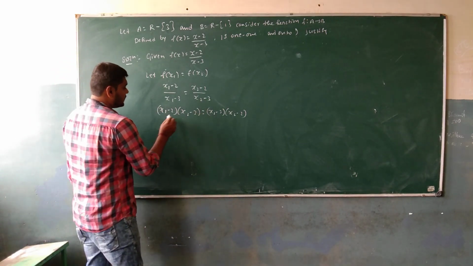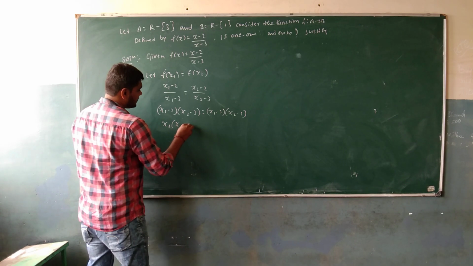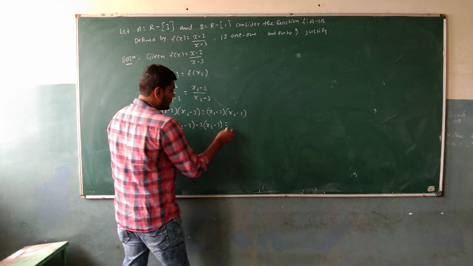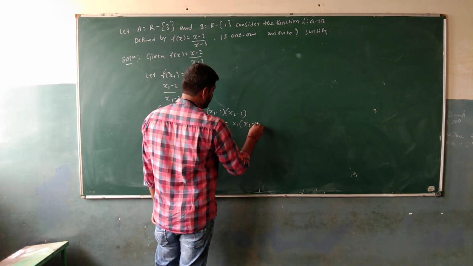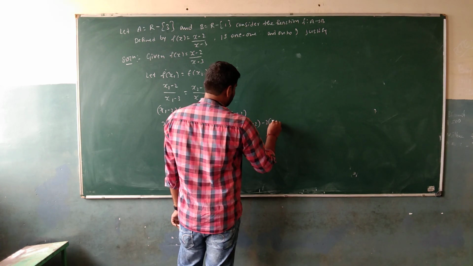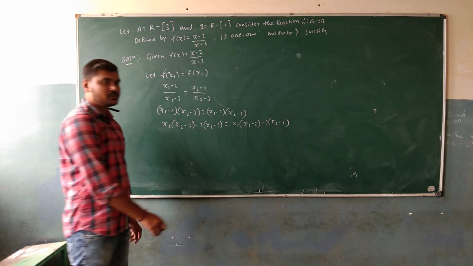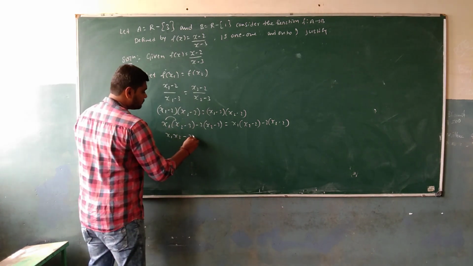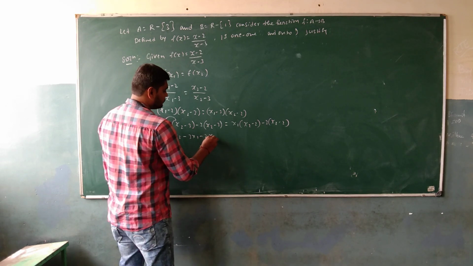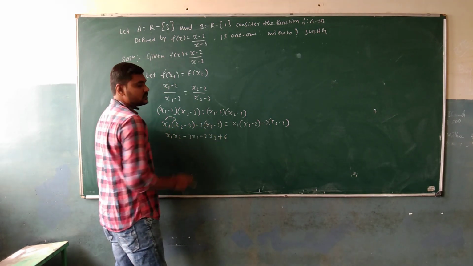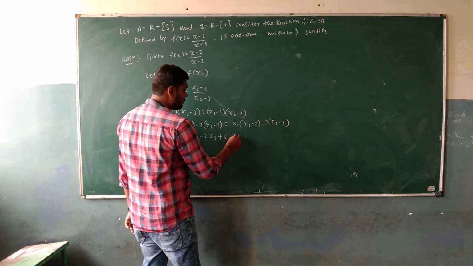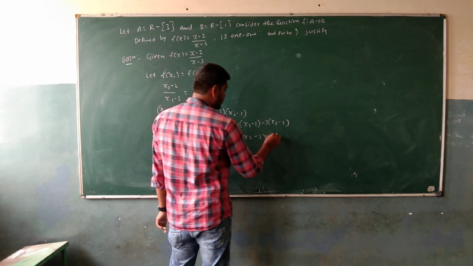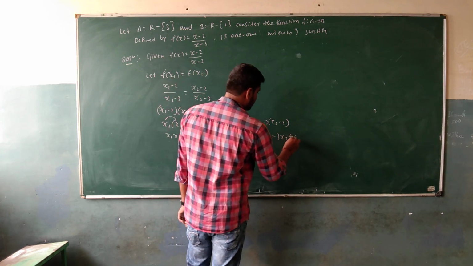So here x1 into (x2 minus 3) minus 2 into (x2 minus 3) is equal to x1 into (x2 minus 2) minus 3 into (x2 minus 2). Here x1 x2 minus 3x1 minus 2x2 plus 6, because minus 2 into minus 3 is plus 6, is equal to x1 x2 minus 2x1 minus 3x2 plus 6.